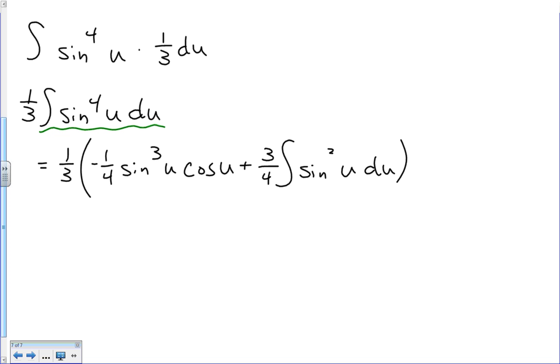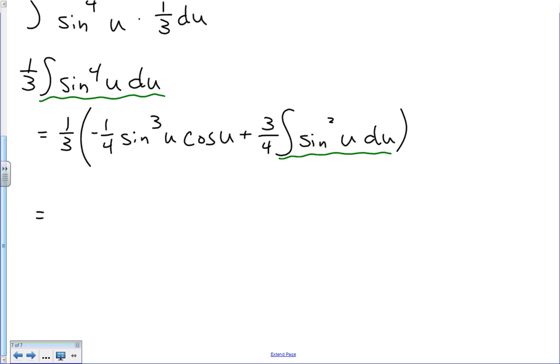All right, so now I have it in terms of sines, the integral of sine squared, and so again, I'm going to use the reduction formula just on this guy right here the next time. So let's do that. I'm going to distribute the 1/3 through here just so I can simplify as I go. So I'll have a negative 1/12 sine cubed of u times the cosine of u plus 1/3 times 3/4. The 3's will cancel out and leave you just 1/4.